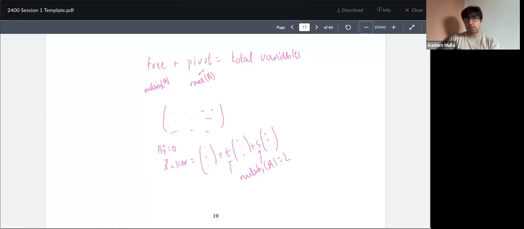And then the total variables is just the number of columns. So if A is an M by N matrix, then the total variables will be N because we'll have N variables. So the rank of A plus the nullity of A has to equal N, the number of columns of A. Always. Okay.